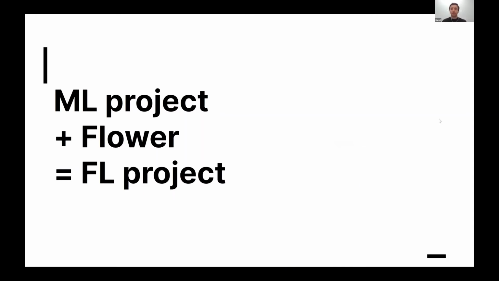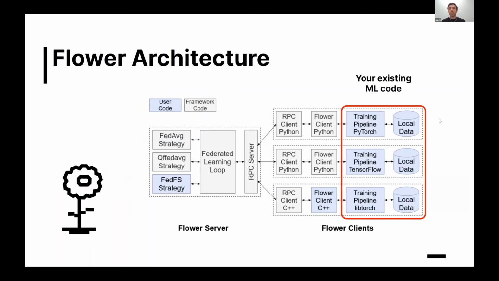The general idea behind Flower is very simple. It's that you take an existing machine learning project, and probably most of us have these on our devices. There are tons of machine learning projects out there on GitHub. You add a little bit of Flower into the mix, and out comes a federated learning project. So the idea is really to allow you to explore the topic of federated learning with as little overhead as is required. The way Flower does this is with the following architecture.